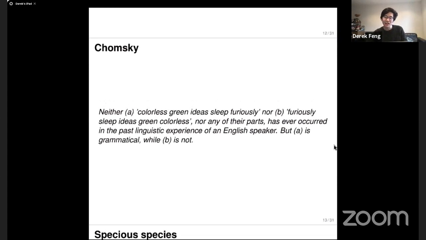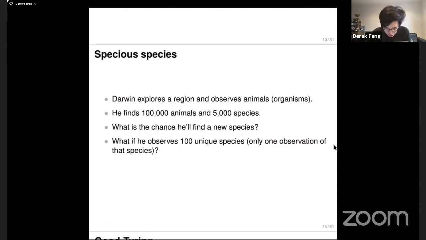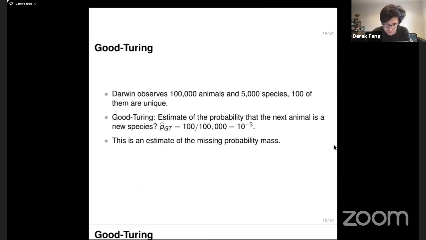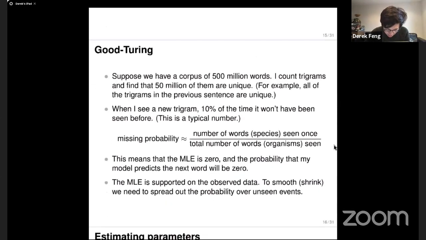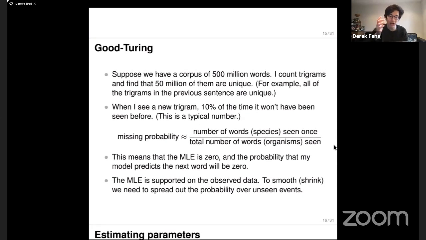Actually, I'm going to skip this part, it's not particularly important. You can read through it. This is basically an example of how you can get at this issue where you have 0 counts.